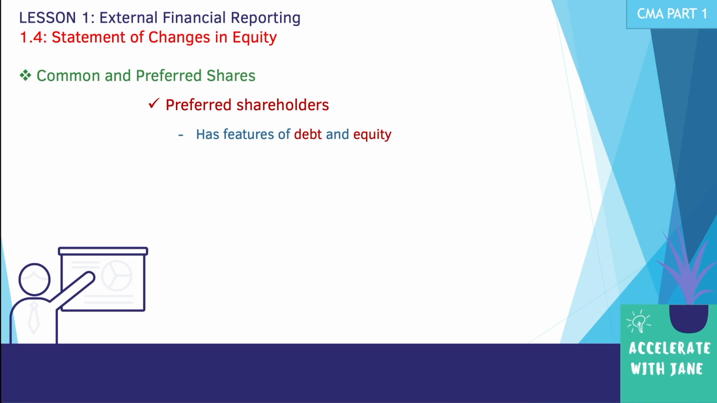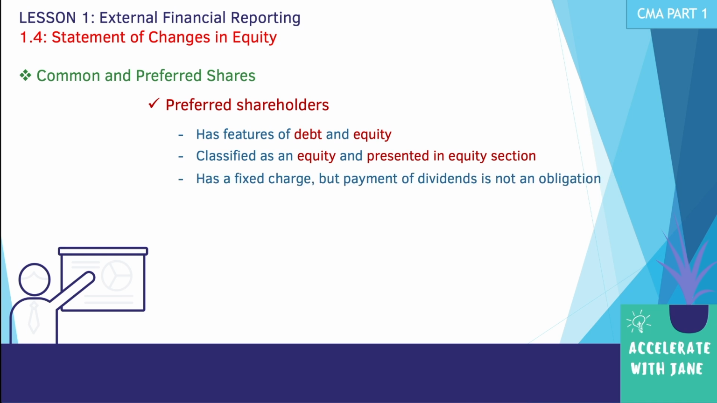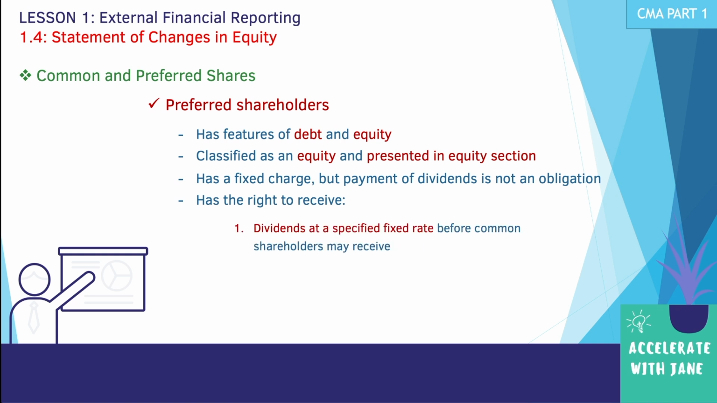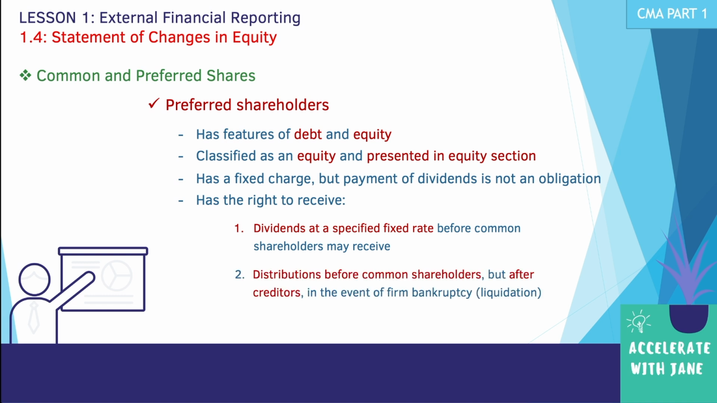So as a continuation, preferred shares have features of debt and equity. However, in terms of classification, the preferred shares are classified as equity, or it is presented in the balance sheet under the equity section. Also, the preferred shares have a fixed charge. However, payment of dividends is not an obligation. So preferred shareholders have the right to receive, first, dividends at a specified fixed rate before common shareholders may receive. Second, distributions before common shareholders but after creditors in the event of the firm's bankruptcy.